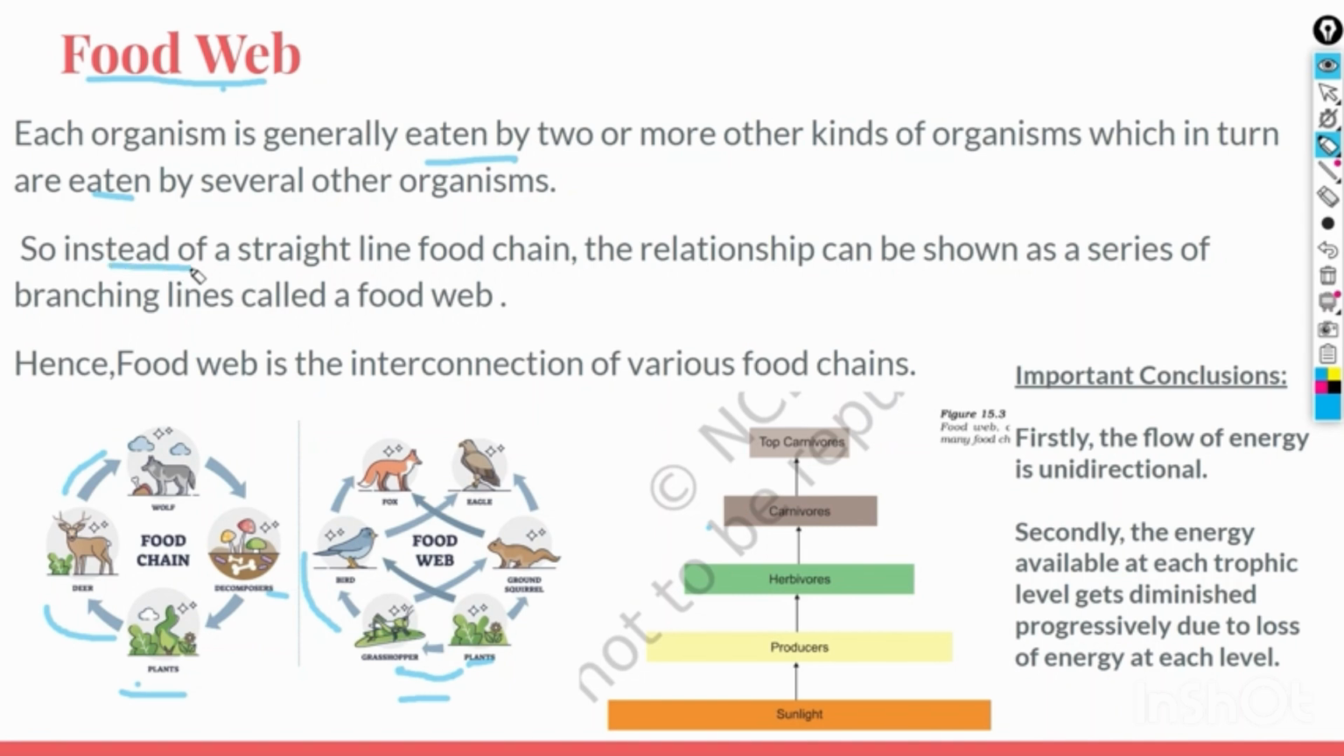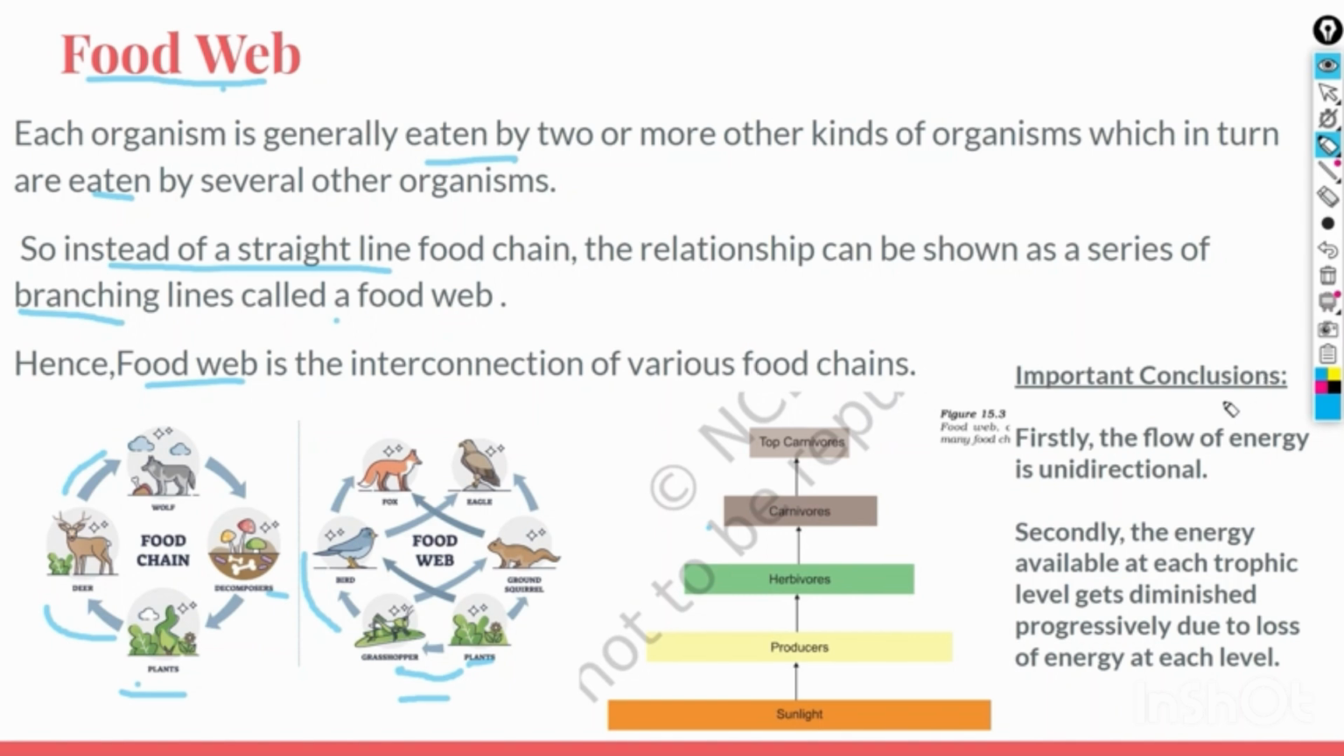So instead of a straight line which is seen in a food chain, the relationship can be shown as a series of branching lines which is called a food web. So what is a food web? Food web is an interconnection of various food chains. Various food chains here are combining and interconnecting at various points to form a food web. Okay. So this conclusion we will see after the flow of energy.